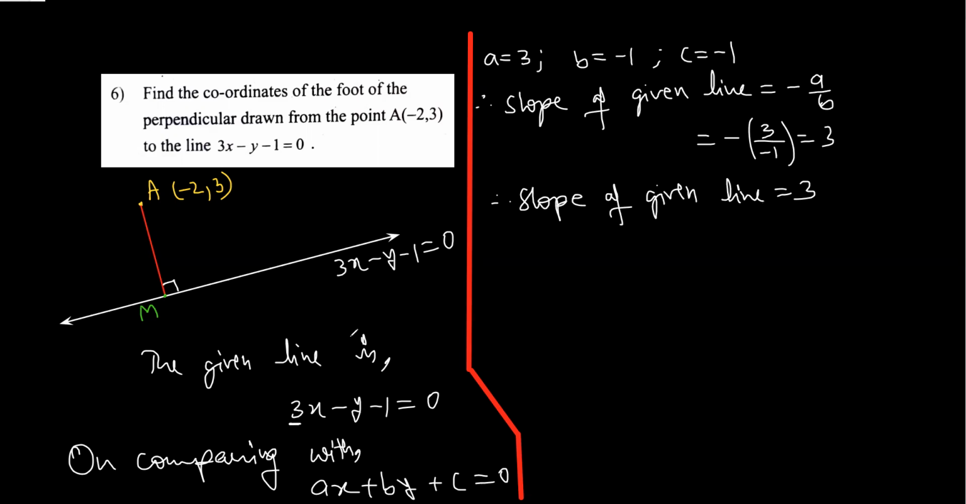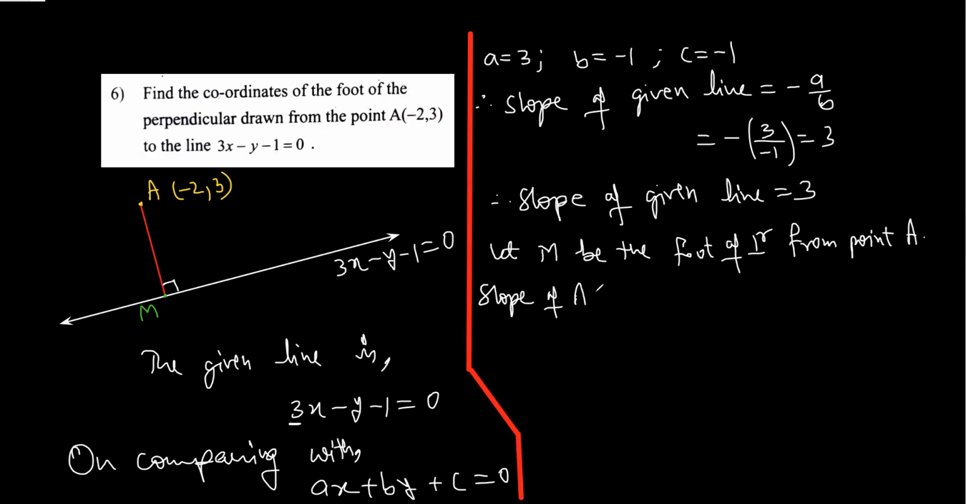Okay. Now I write, let M be the foot of perpendicular from point A. So now I want the slope of AM. I will find out the slope of AM. What I understand is that AM is perpendicular to this line. So I will write slope of AM multiplied by slope of given line, that is 3, equals -1.